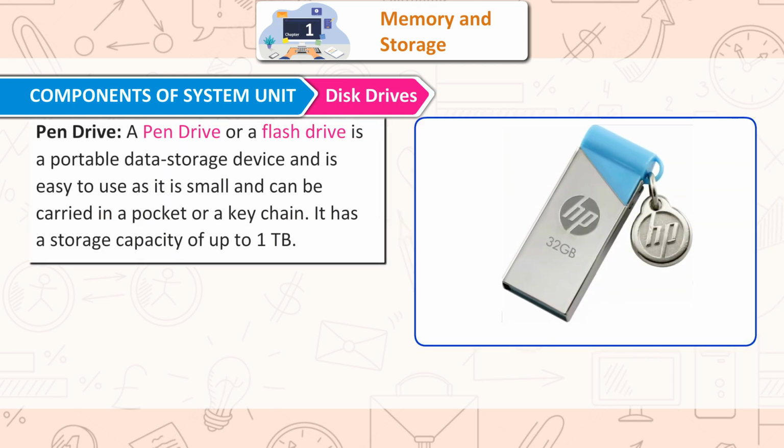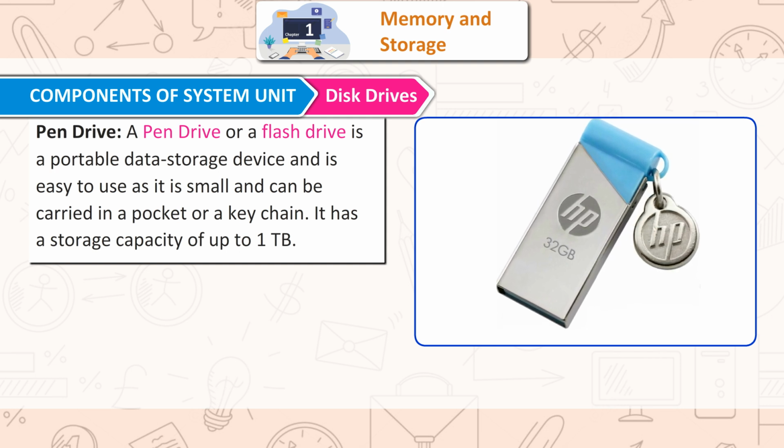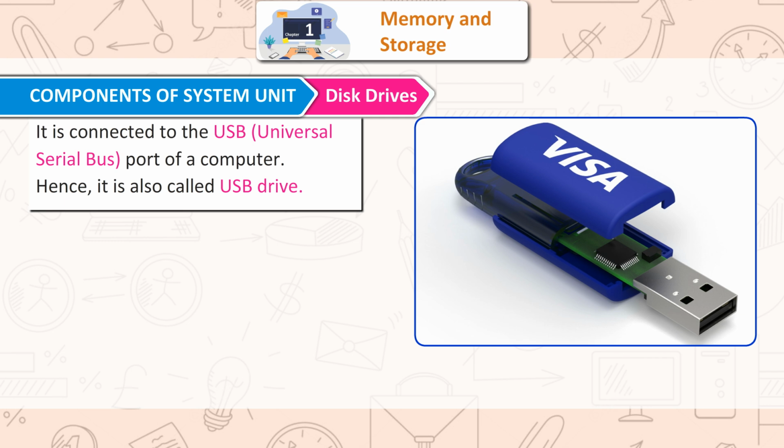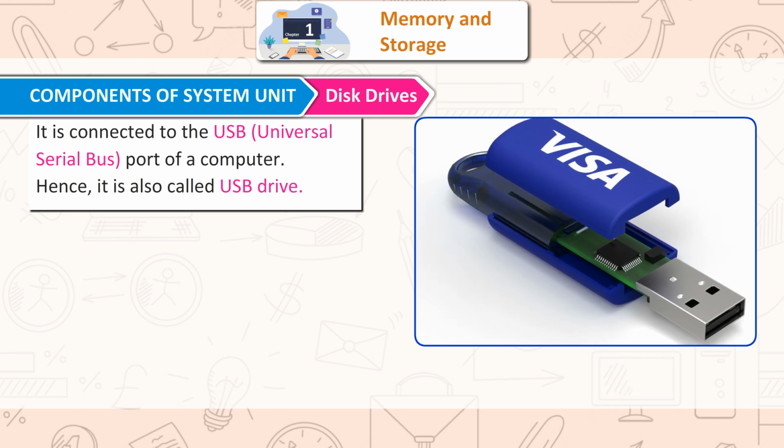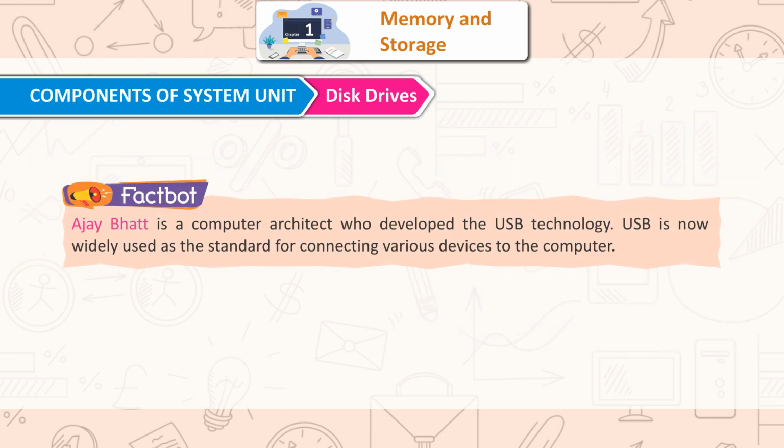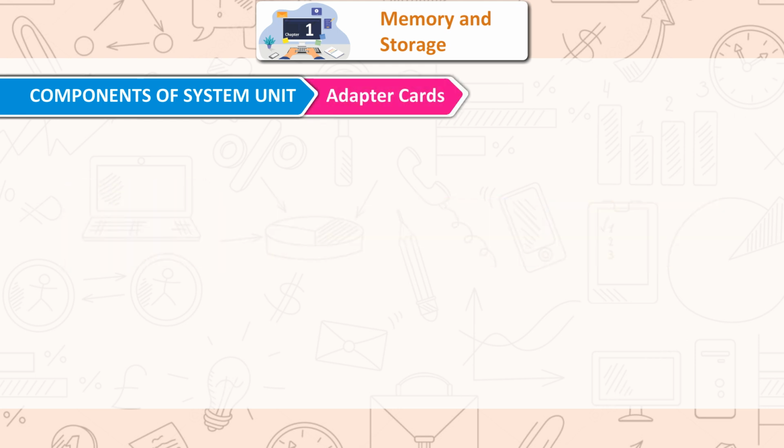Pen drive. A pen drive or a flash drive is a portable data storage device and is easy to use as it is small and can be carried in a pocket or a keychain. It has a storage capacity of up to 1 TB. It is connected to the Universal Serial Bus, USB, port of a computer. Hence, it is also called USB drive. Factbot. Ajay Bhatt is a computer architect who developed the USB technology. USB is now widely used as the standard for connecting various devices to the computer.